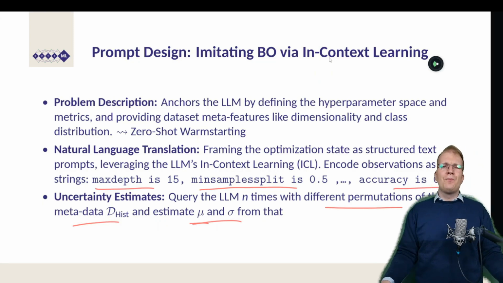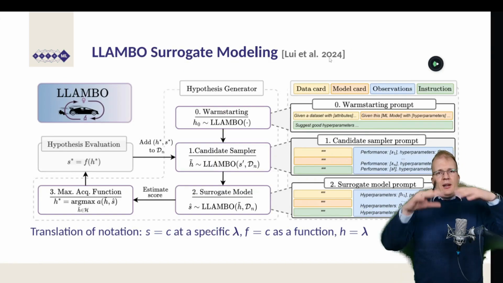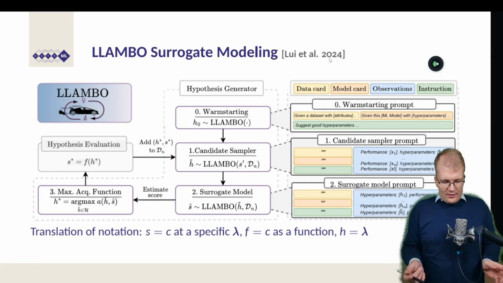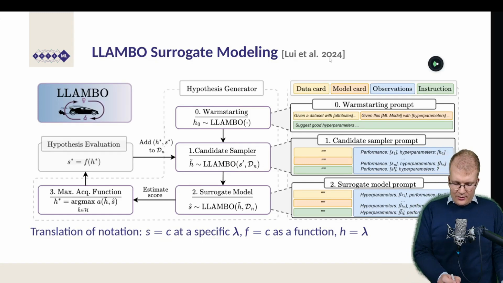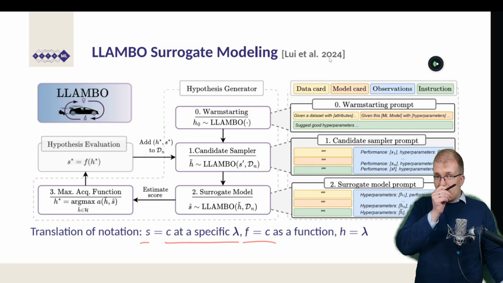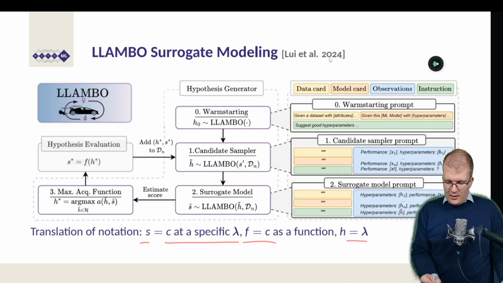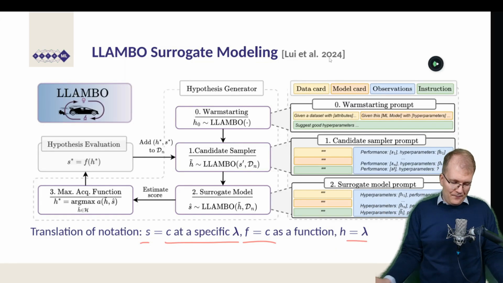Nevertheless, it's a way to do it. Putting everything together, it's how it's done. That's the picture from the paper. You need to know that S is a cost value for a specific configuration. They don't call it C as in our slides, but F. And H is more or less what we normally call lambda.